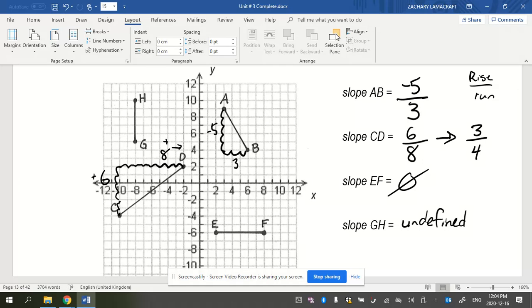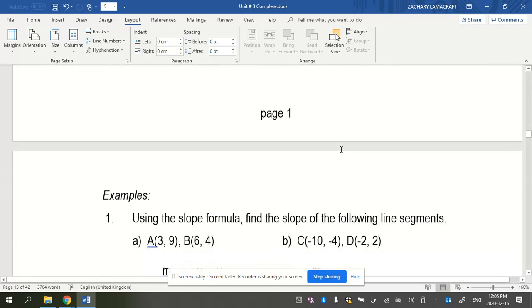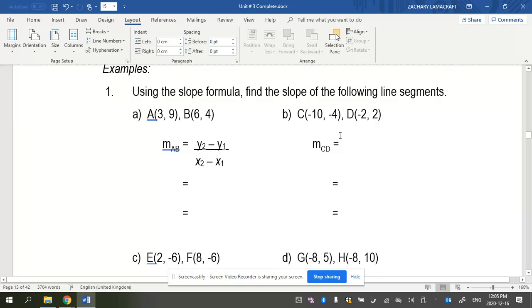Now, the back page is where you're going to learn how to use the slope formula and come up with the slope. You'll notice the points on the back side of the sheet are the same points as on the graph on the front. So A is at 3 and 9, and B is at 6 and 4. The points we use here are all the same, and we're going to show you that using this mathematical equation, the slope is exactly the same as if we just counted our rise and our run. It says, using the slope formula, find the slope of the following line segments.